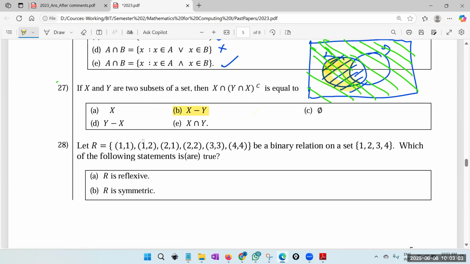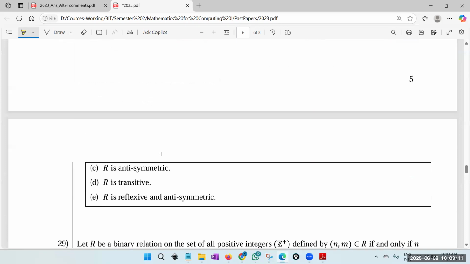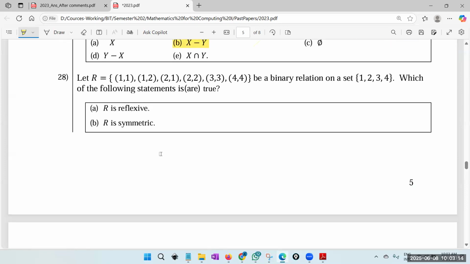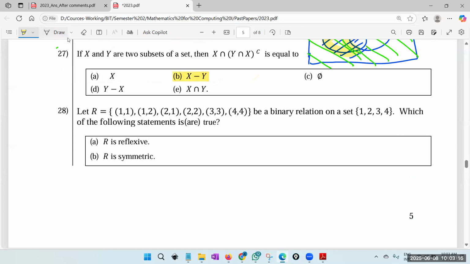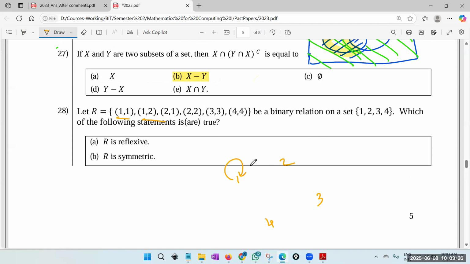Let R1, and so on. Let's draw it. Which of the following statements is correct? Reflexive, symmetric, antisymmetric, transitive. Let's draw it like this: 1, 2, 3, 4. Pairs: 1,1; 1,2; 2,1; 2,2; 3,3; 4,4.